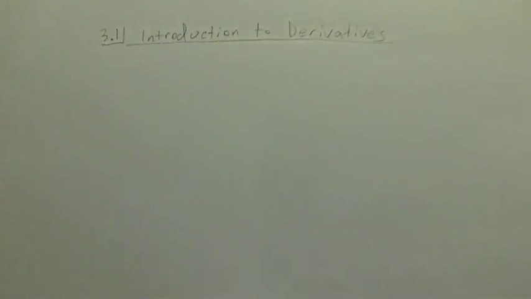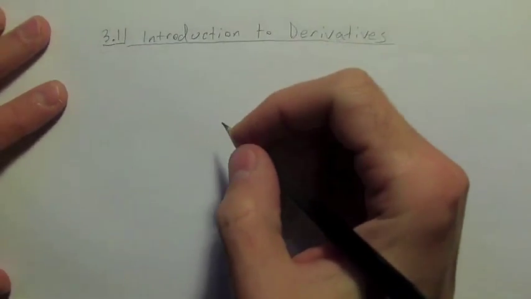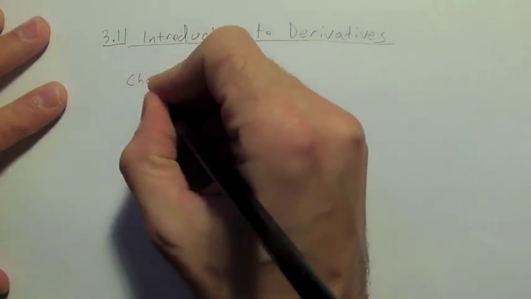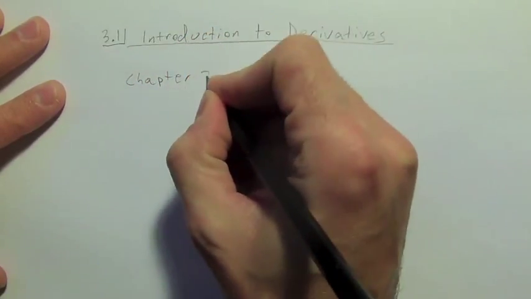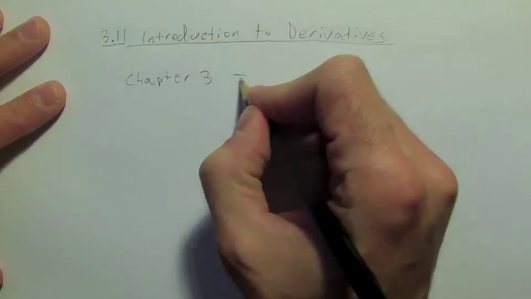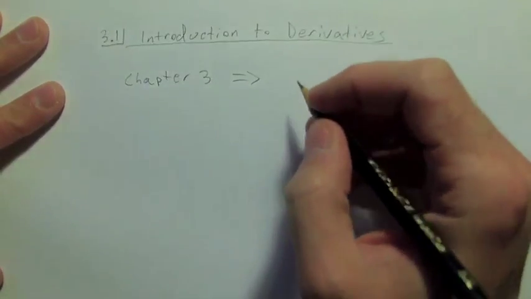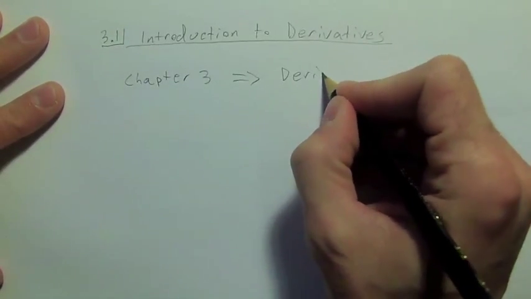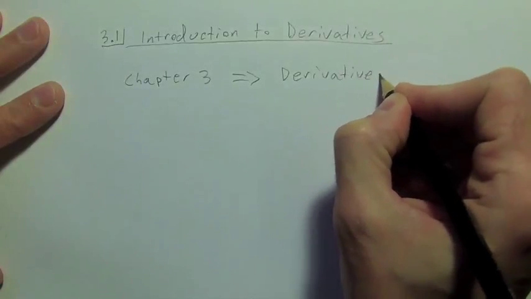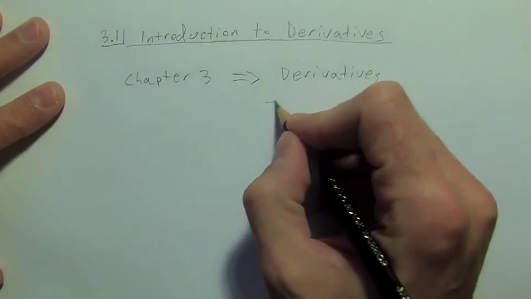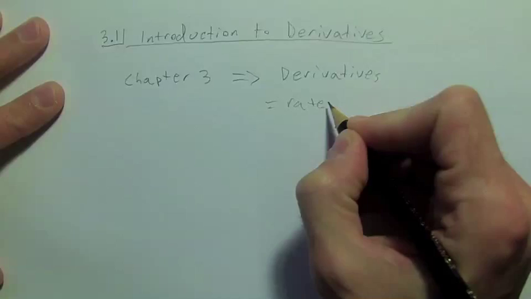Alright, hello class. Today we're going to be talking about section 3.1, which is the introduction to derivatives. In fact, all of chapter 3 is on what we call derivatives. And what that basically comes down to is what we'll see. Derivatives are basically, you can think of as rates of change.